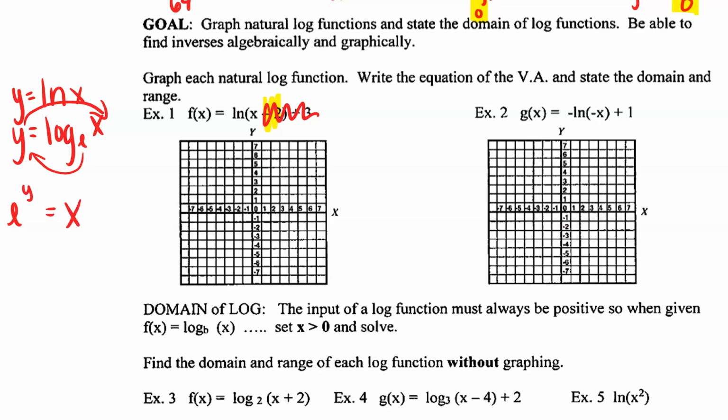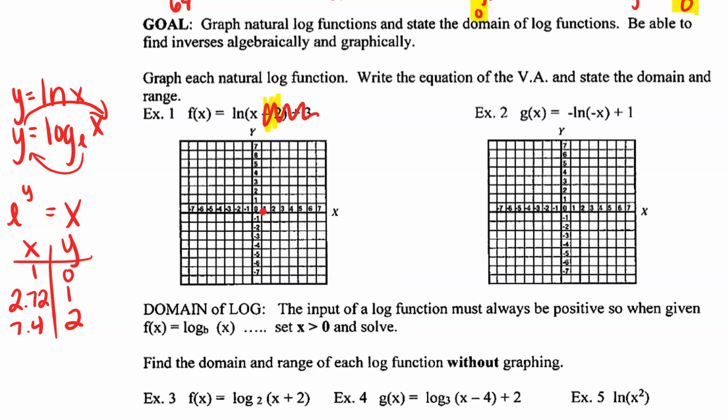So it's the loop method. Then I plug in values for my y, not my x, because I'm doing logs, so it's backwards. I plug in 0, e to the 0 power is 1. Plug in 1, e to the first power is 2.72. And then plug in 2, e to the second power is about 7.4. Then I'm going to graph those.